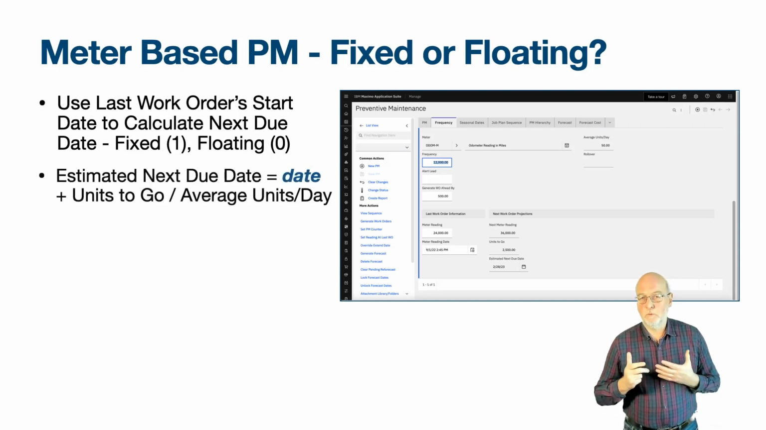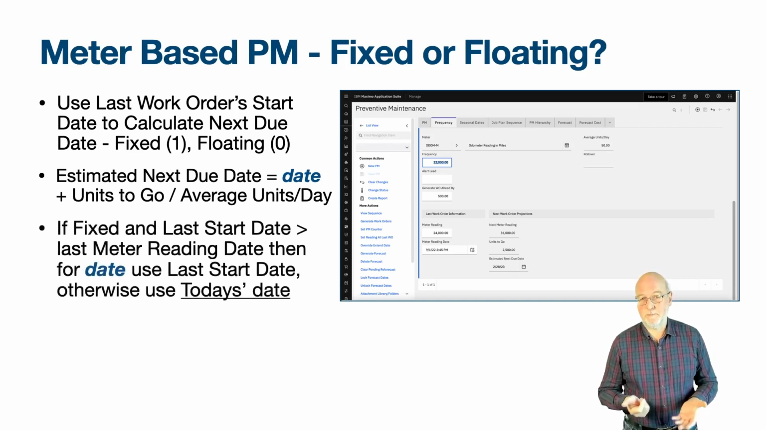The work orders would be generated based on the latest average units per day and not on future average, which of course remains unknown. For meter-based PMs on a fixed schedule, the last start date is compared with the last meter reading. If the last start date is greater than the last meter reading, then it is used. Otherwise, today's date is used as the date that helps to determine the estimated next due date.